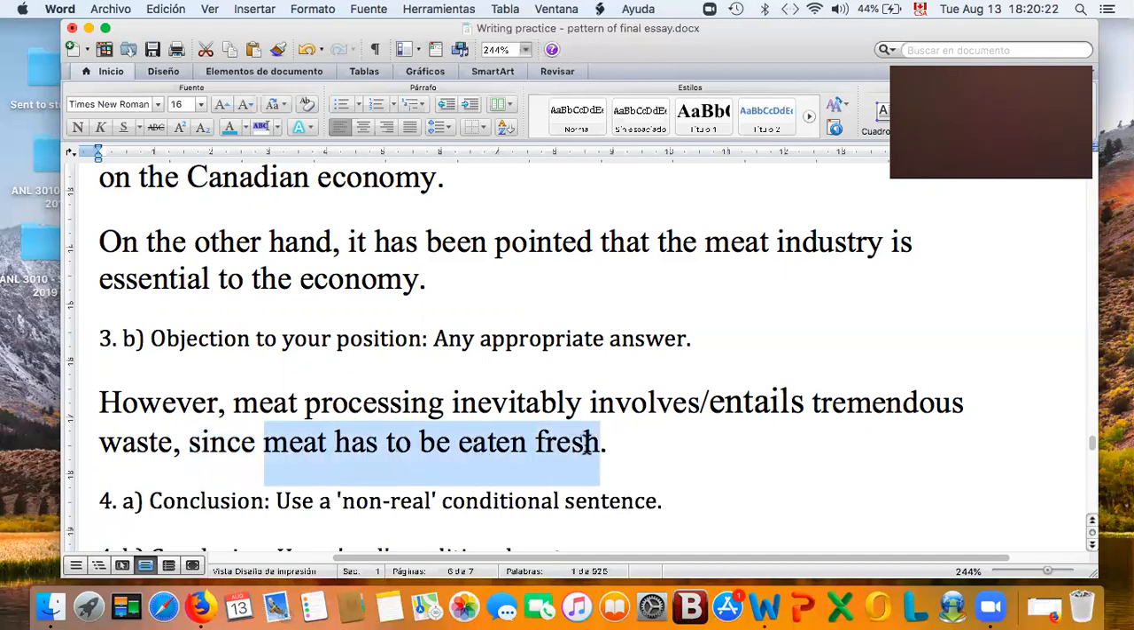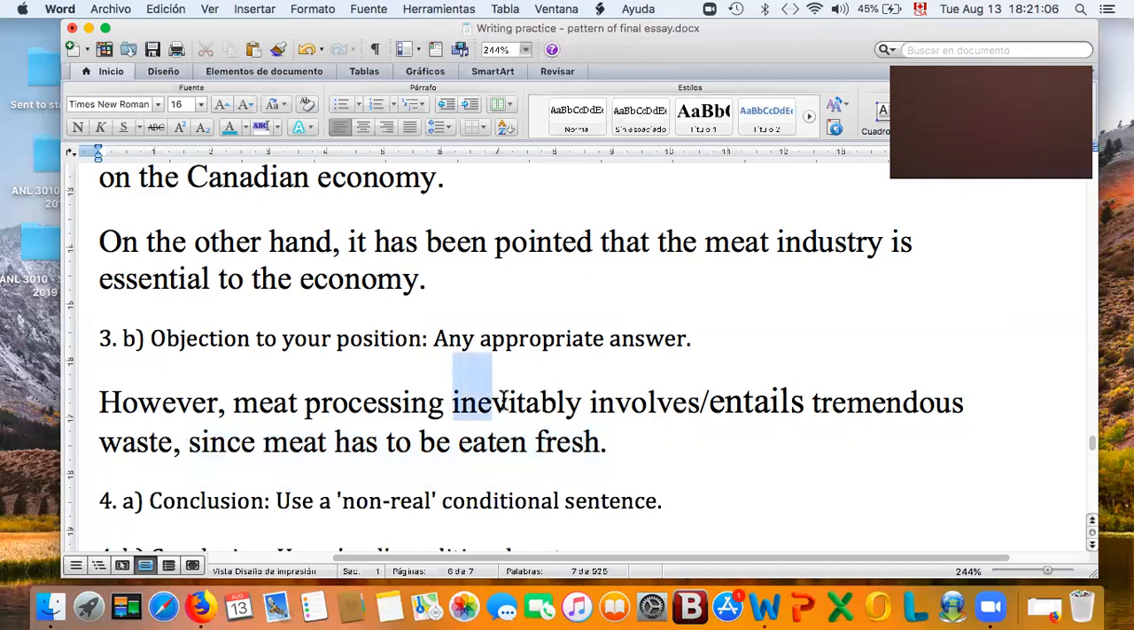Now, the fact that meat has to be eaten fresh is more or less the cause of all this waste, but it's not like a deliberate cause. It's a cause that you refer to, it's an explanatory sort of cause. I'm sorry, that's not the best way to put it, but let's say it's the contextual background, it's a contextual set of causes. Now, meat has to be eaten fresh, so that is the basis of all kinds of expensive, messy problems in the meat processing plant and the meat industry in general.